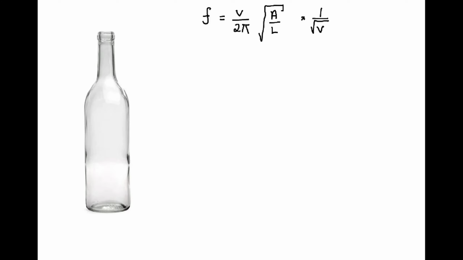Now, it looks a bit of a mess at the moment, but we know that the V on the bottom under that square root is the volume. The A is the area at the top of the bottle, and that's why you need to measure the diameter of the top of the bottle. And the L is the length there that we measured as well.